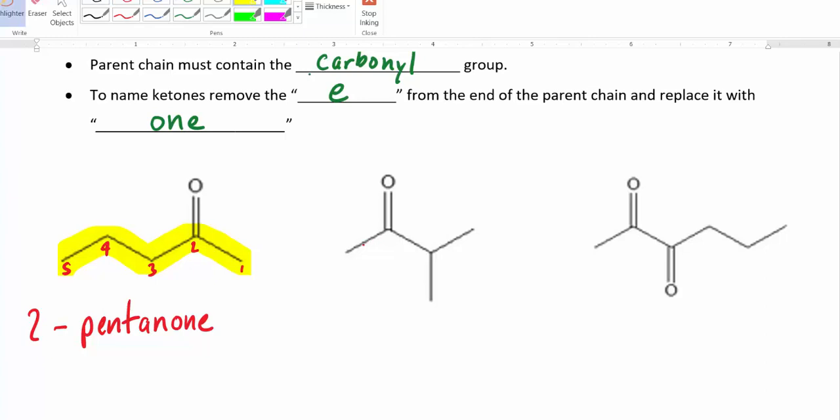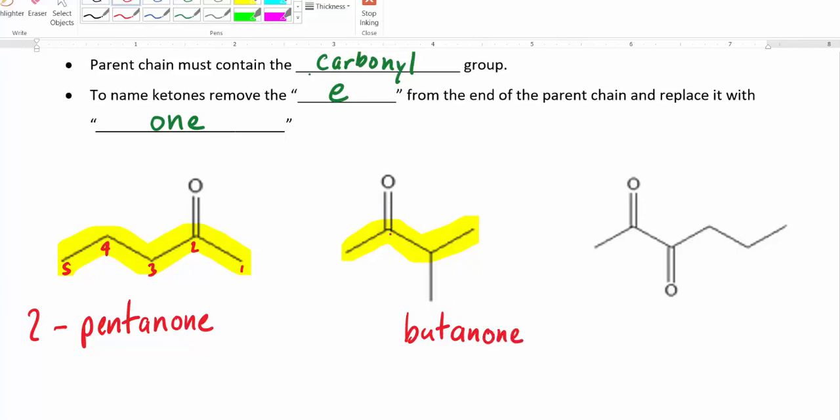All right, next up here, I've got this group. Now my parent chain will be this one. It doesn't really matter. I could go this way or I could go that way. The carbon chain would be the same length. It doesn't really change anything. It's a 1, 2, 3, 4 carbon chain, so it is a but. There's no double bond, so it's a butane, but there is a ketone, so it's a butanone.